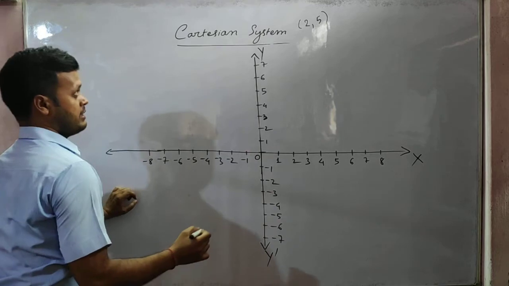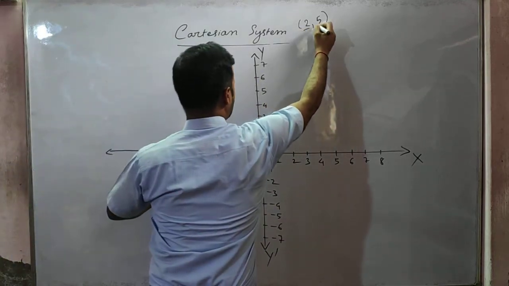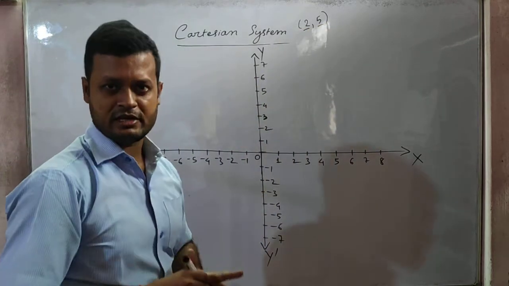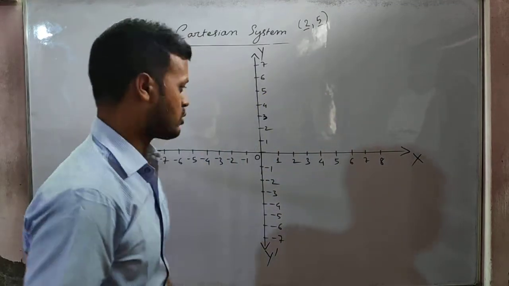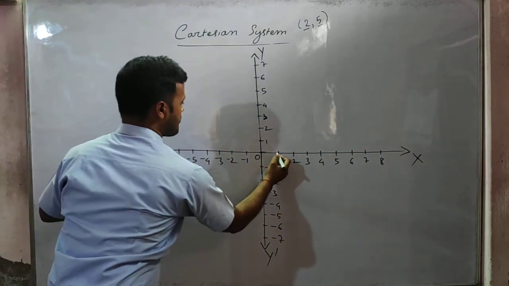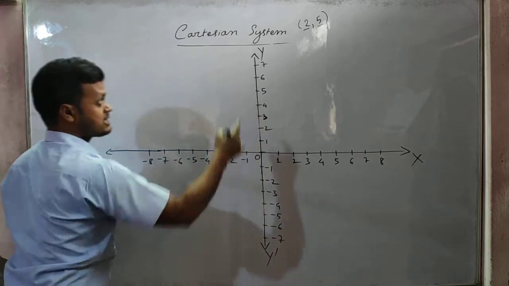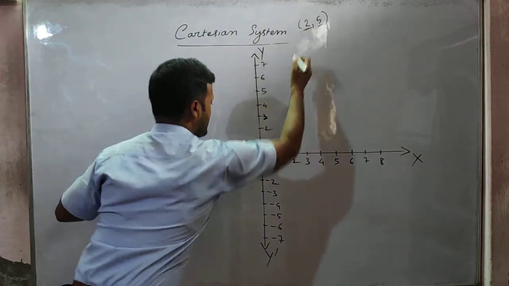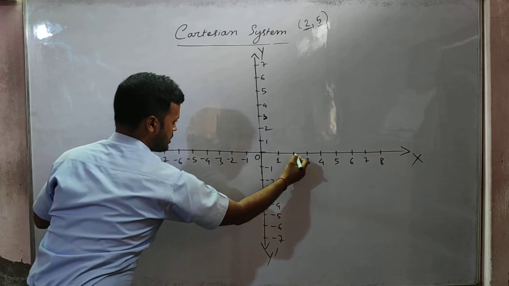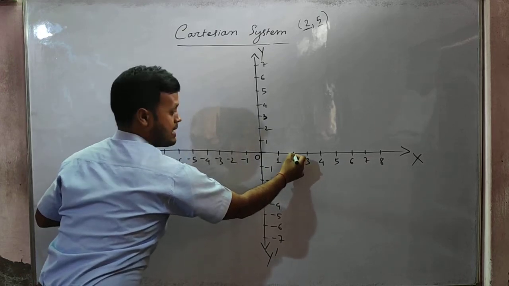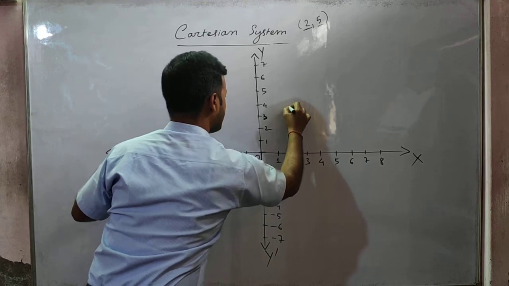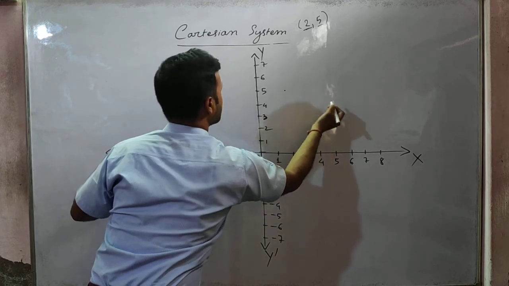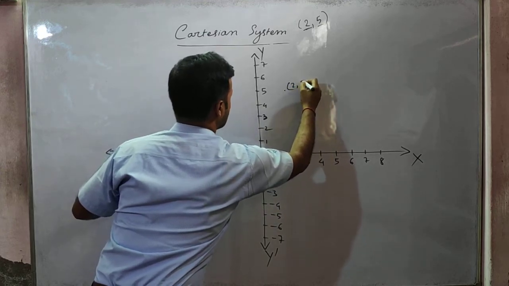So here, this is the x coordinate and this is the y coordinate. 2 means the value of x. That means 2 is the x coordinate and 5 is the y coordinate. So let us locate (2,5). First we will locate 2. So 1, 2. And y is how much? 5. So let us locate 1, 2, 3, 4, 5. So this point is (2,5).